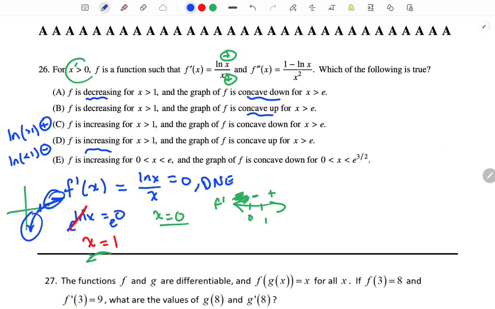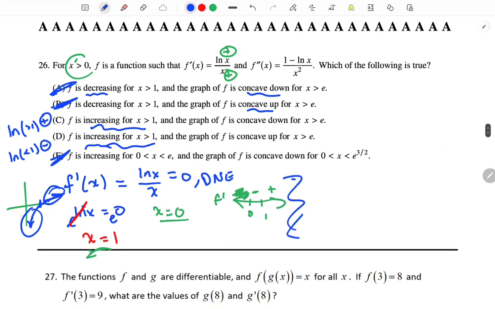All right, so this says f is decreasing for x greater than 1. That's wrong. F is increasing for x greater than 1. Either of those could be right. And f is increasing between 0 and e. That's wrong. So we at least turn that down to a 50-50.